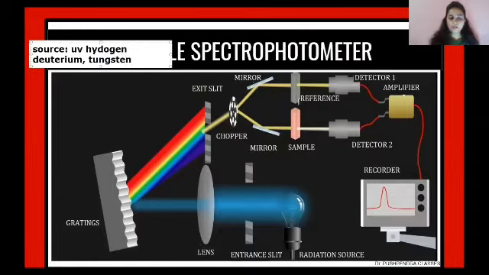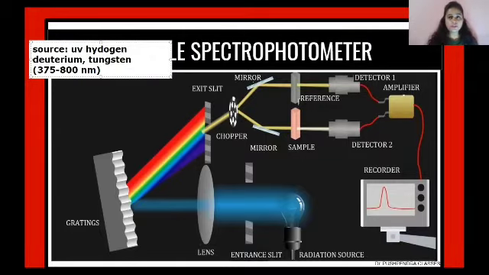This tungsten filament lamp will work in the range of 375 to 800 nanometer. However, the tungsten filament lamp can measure up to 7,000 nanometer, but because we are studying only UV and visible spectroscopy, we will take into consideration only up to 800 nanometer in this case.